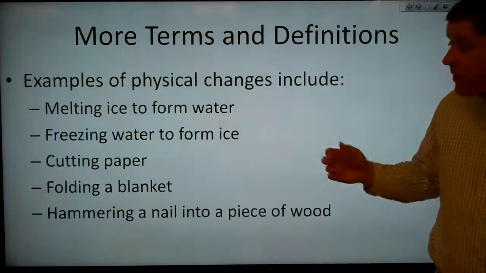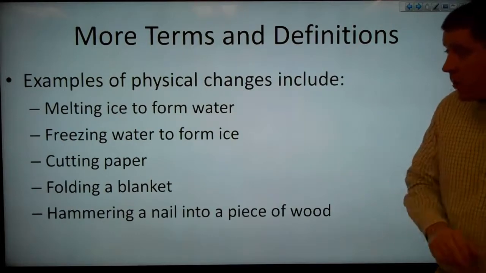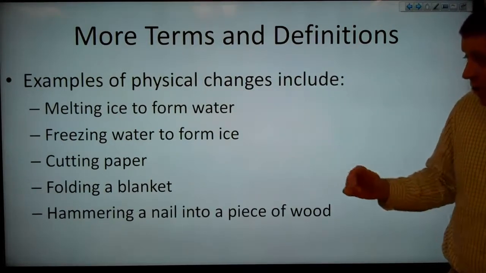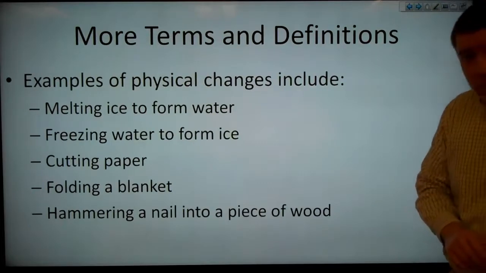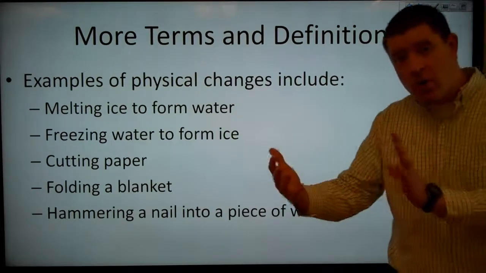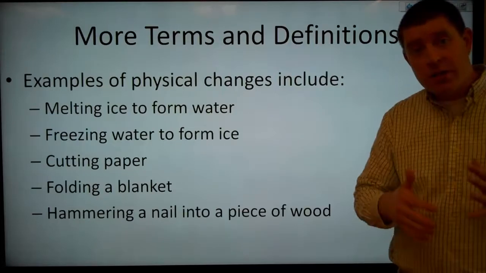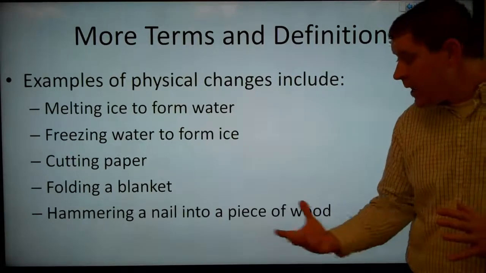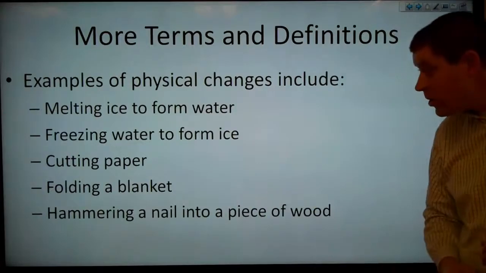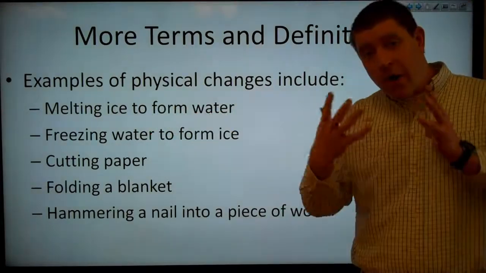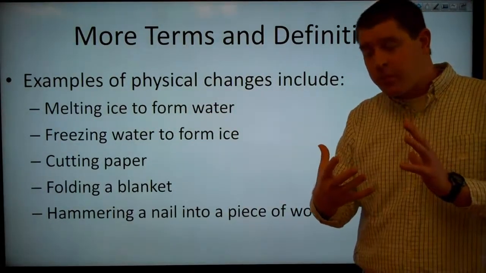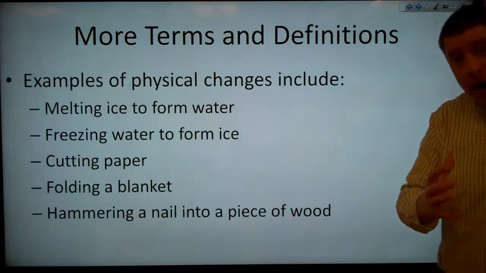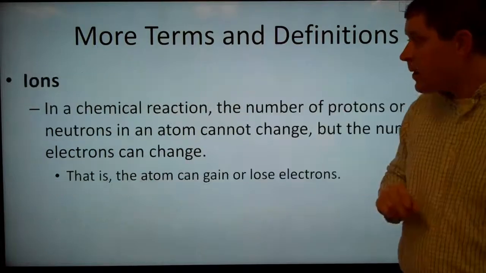So some other examples of physical changes include melting ice to form water, freezing water to form ice, cutting paper, folding a blanket, hammering a nail into a piece of wood. In each of these cases, the before and after substances are still there, just in a slightly different form. In this case, we've combined the nail and the wood. In this case, we still have all of those water molecules that were bound up in the ice. Now they're just able to move around in the form of liquid water.